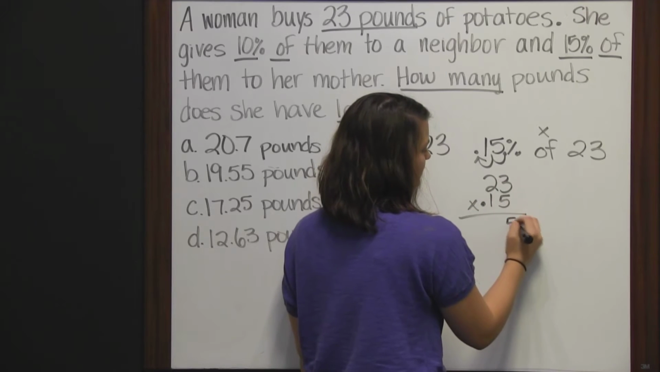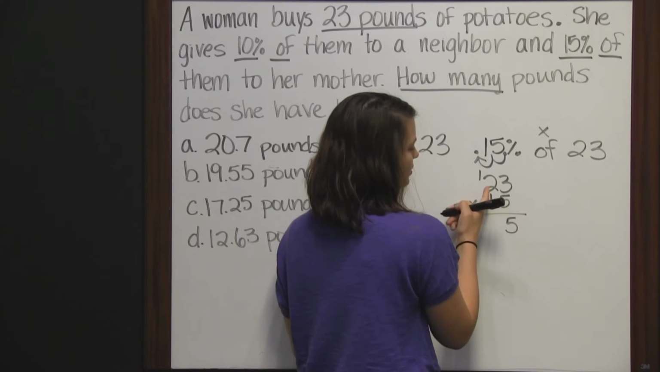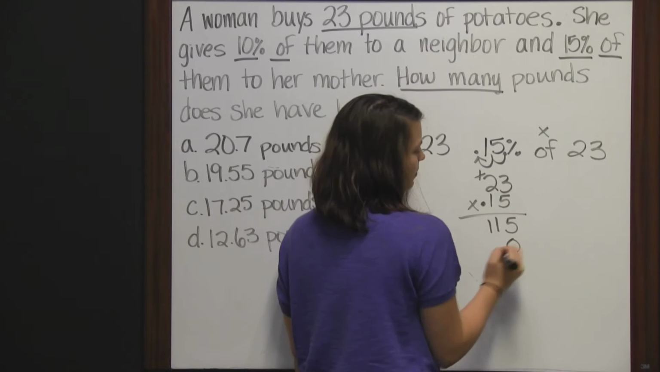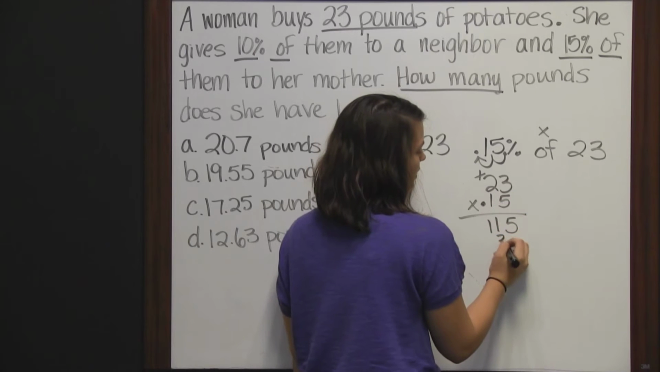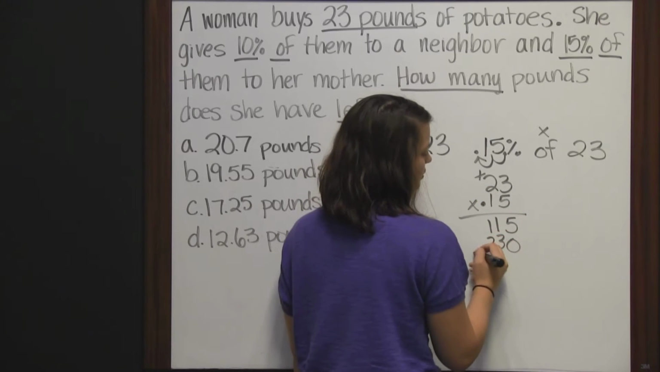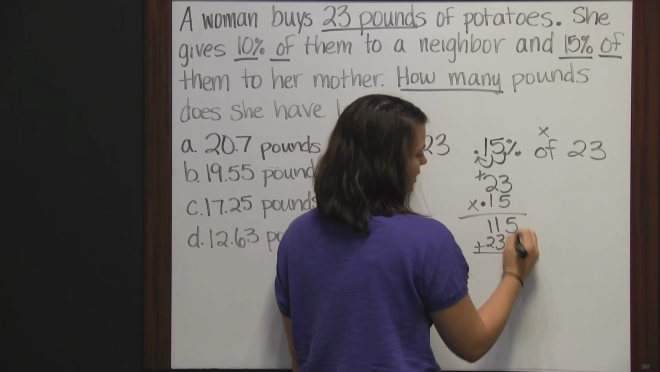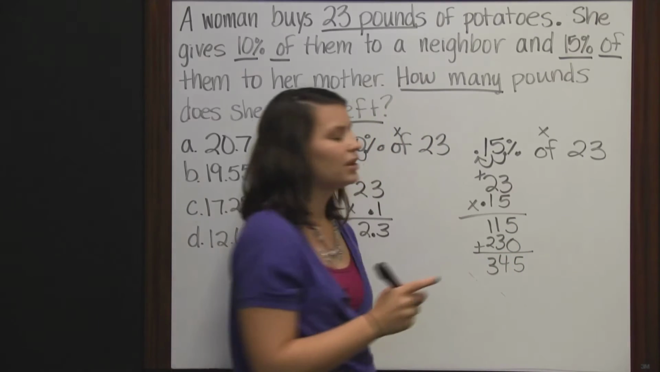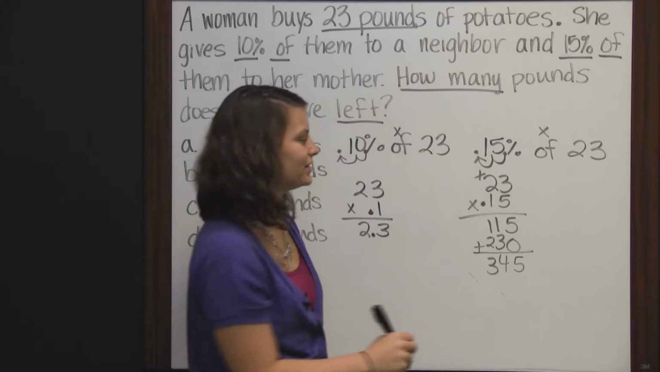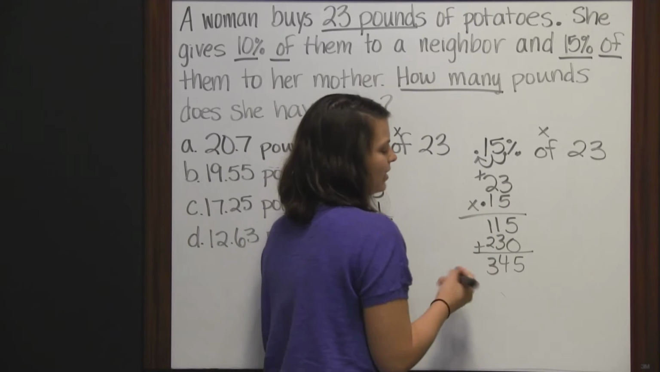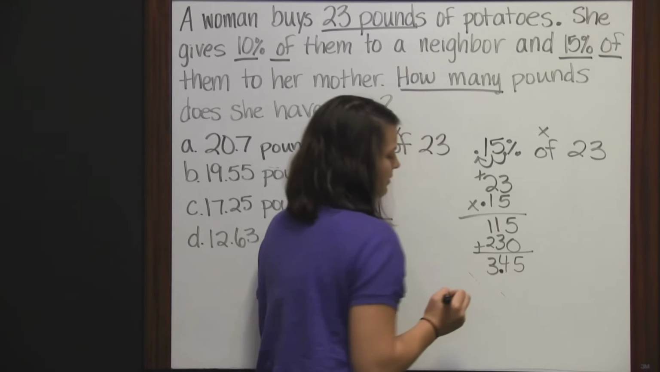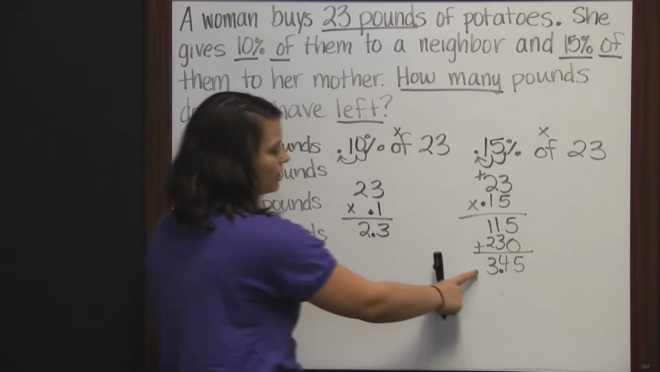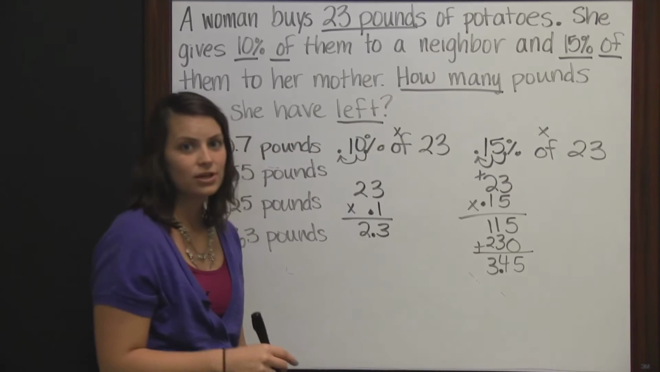5 times 3 is 15. 5 times 2 is 10, plus 1 is 11. We need to put a 0 placeholder. 1 times 3 is 3, and 1 times 2 is 2. Then we add these up. We get 5, 4, and 3. And then looking back at those numbers we multiplied together, we have 2 numbers behind the decimal. So our product must have 2 numbers behind the decimal, which means that she gave 3 45 hundredths pounds to her mother.